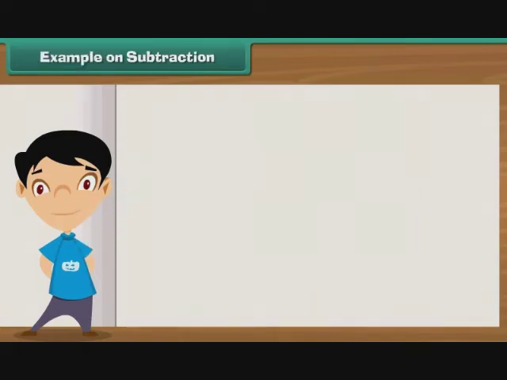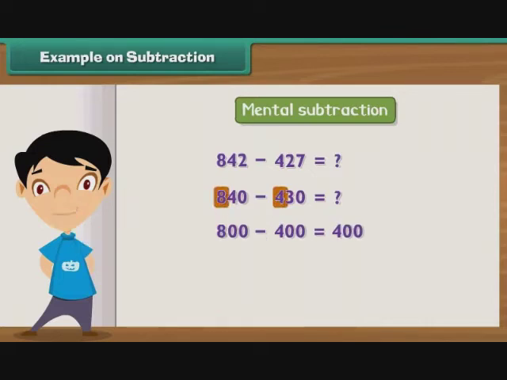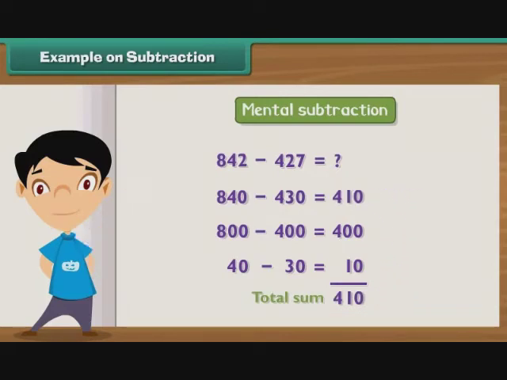Let us practice mental subtraction. Subtract 427 from 842. To simplify subtraction, let us convert 427 to 430 and 842 to 840. To subtract 430 from 840, first, subtract 400 from 800 to get 400. Then subtract 30 from 40 to get 10. Therefore, the difference between 840 and 430 is 410.